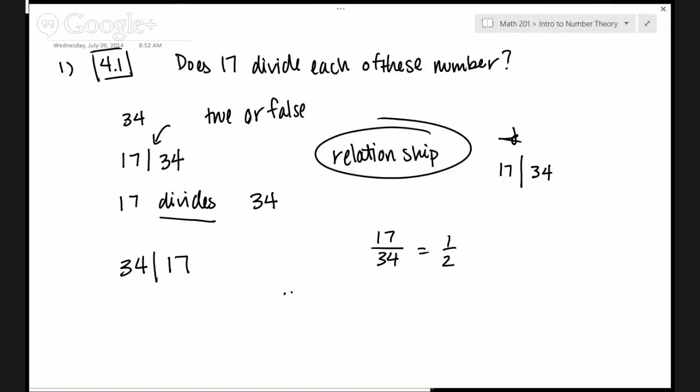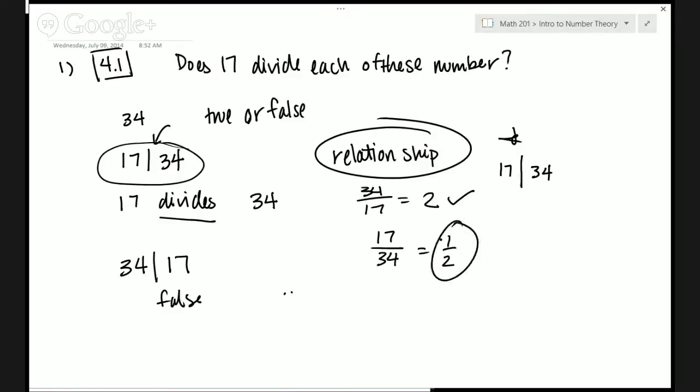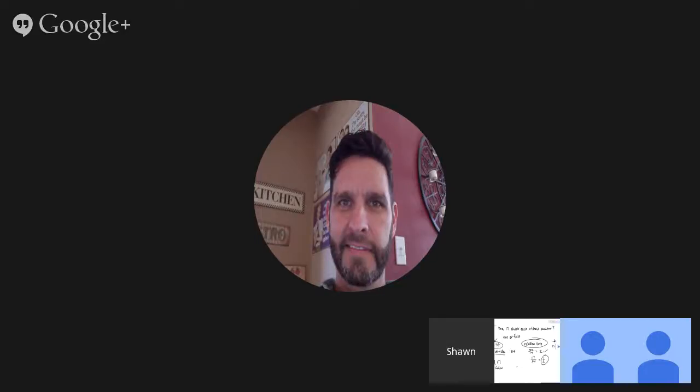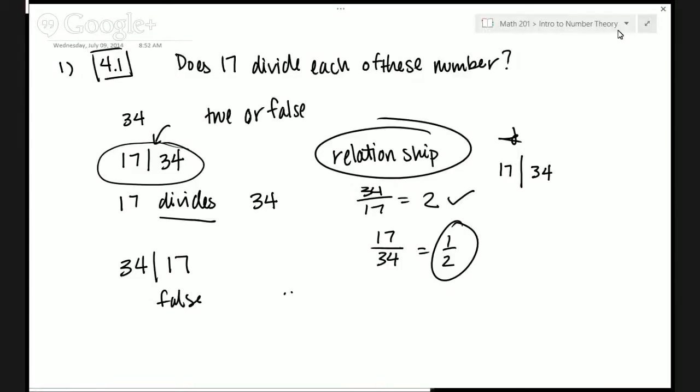So in my head, when I see this, I write 34 over 17 is equal to 2. Then I know it's a true relationship because it's an integer. Whereas this is false because I don't get an integer. I get 1/2 when I do that division. Does that idea kind of make sense? Yeah, because I'm following along with you. I'm also looking at the book, and I'm seeing what we're talking about.